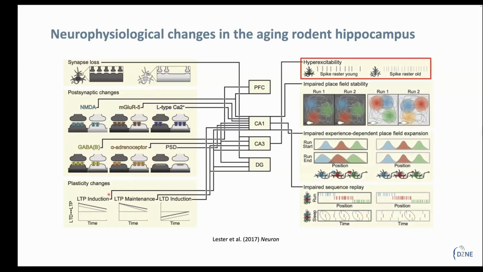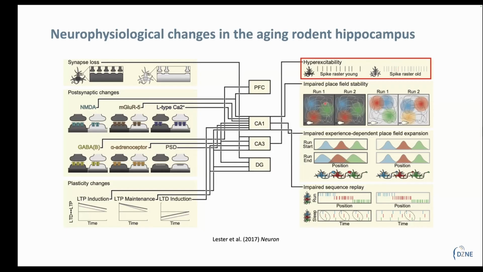When you then go into the hippocampus and do electrophysiological recordings in an awake behaving animal, you typically observe a number of alterations in older rats. One is shown here, for example, where each line is one spike recorded in hippocampal place cells. Often you see a phenomenon called hyperexcitability, in that those place cells tend to fire many more spikes compared to younger adults.